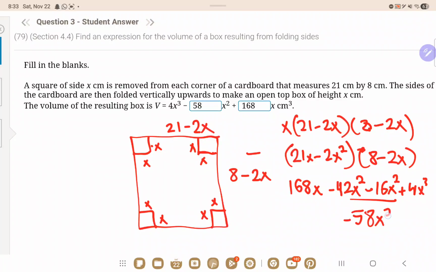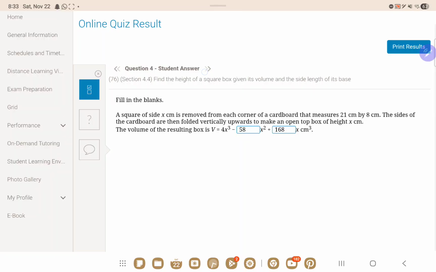Negative, of course, x squared. Then here you're going to have 4x cubed. And here you're going to have 168. And that is your answer for the volume. Moving on to our next question.